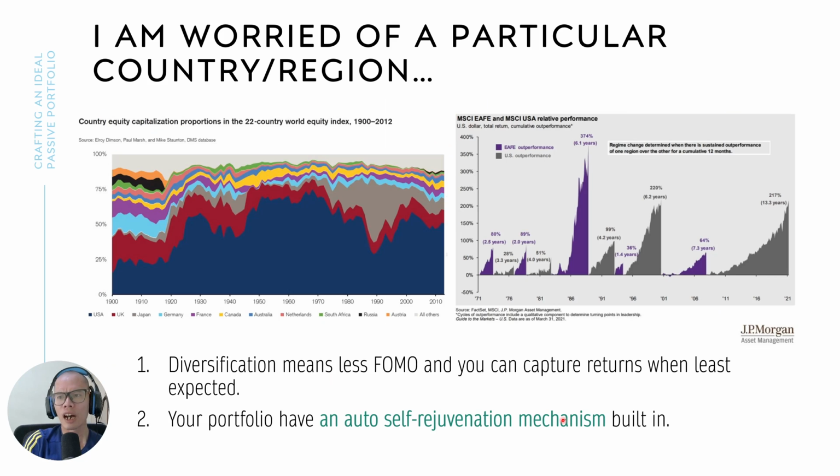Okay, I'm worried about a particular country or region. The idea is that if you're diversified enough, you have less FOMO. Diversifying means you have less FOMO and you can capture the returns when it's least expected. On the left side, what you see is not exactly an index, but a 22-country world equity index from 1900 to 2012. You can see the change in allocation. The US used to be very small, less than 25%. Now it's closer to 50%. But you can see that at a certain point in the 1990s, it was also nearly 25%. That's when Japan became so big. So that index itself takes in all of these things.